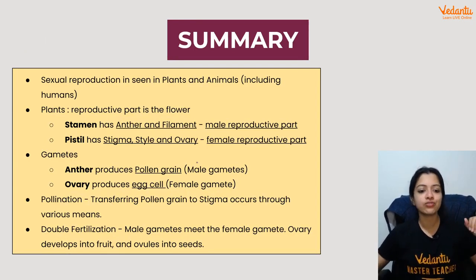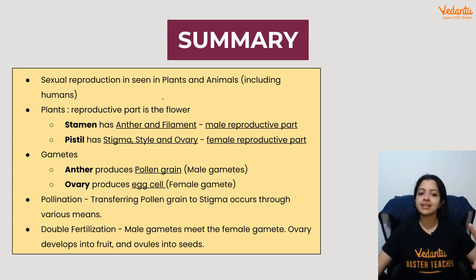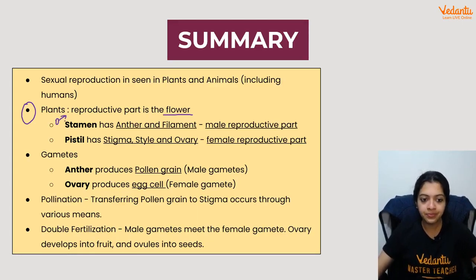So here is a summary of all that we've discussed right now. Sexual reproduction is seen in plants and in animals. In plants, the flower is the main reproductive part. Anther and filament make up the stamen. Stigma, style, and ovary make up the pistil. So this is the male and this is the female.